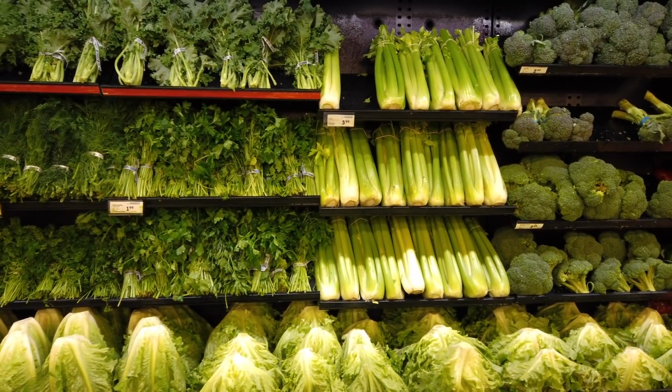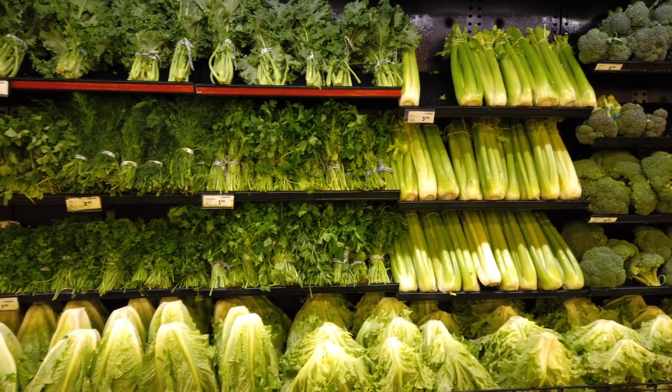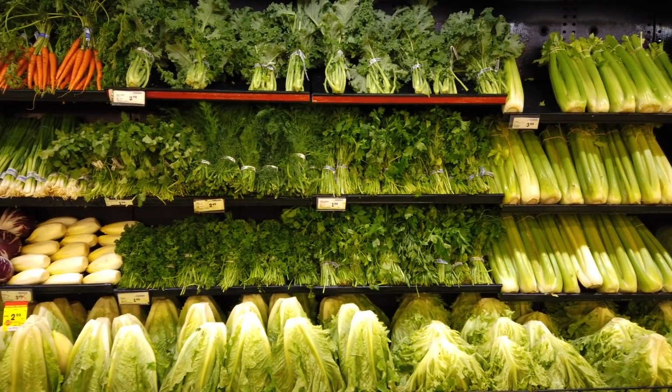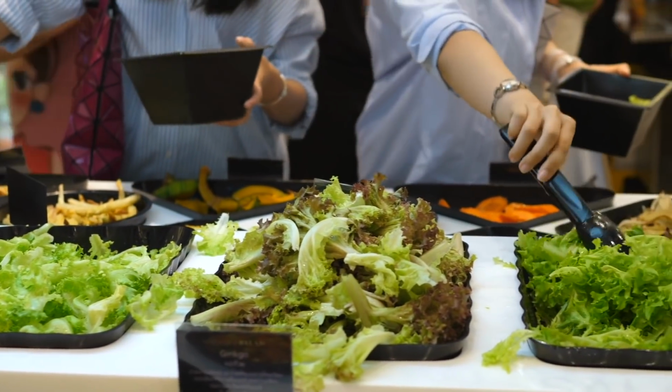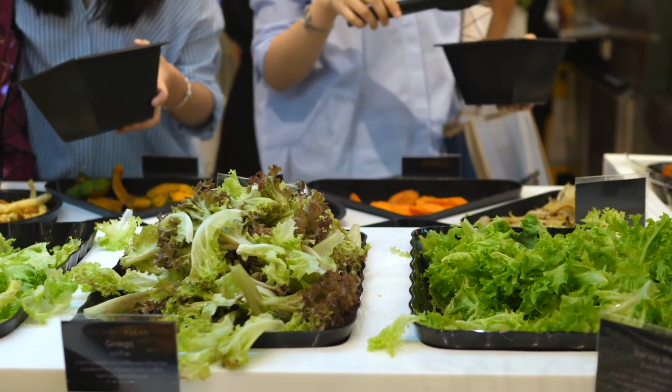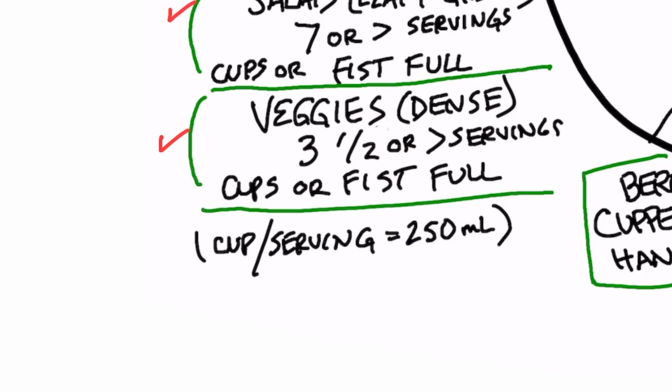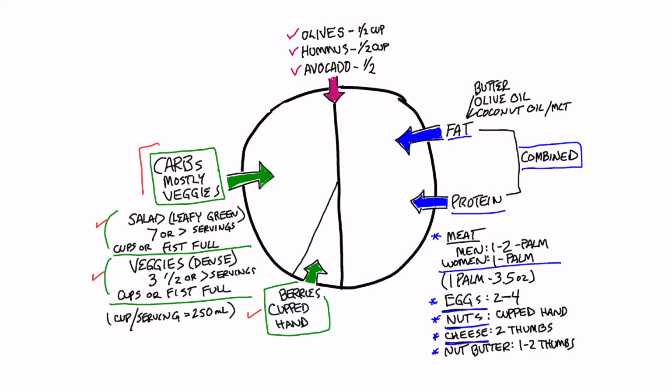Now, if you're going to do other types of vegetables, not leafy greens, like broccoli, cauliflower, bell pepper, carrots, etc., then the quantity goes down to about 3.5 cups or servings, okay, which is about 3 fistfuls of those dense types of vegetables. And those would definitely fit on half of your plate. 1 cup or serving equals 250 milliliters. Now, if we're going to add berries in there, strawberries, blueberries, and raspberries, and there's other berries as well, you can measure that by just having a cupped handful of berries on your plate.